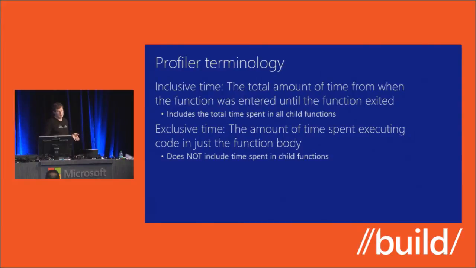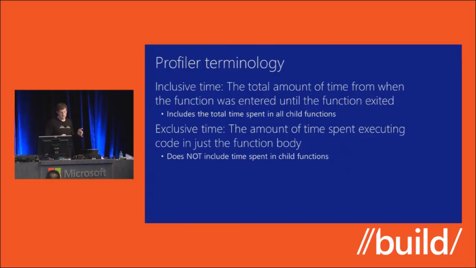So inclusive time is the total amount of time from when the function was entered until the function returned. It's pretty simple. It doesn't matter if you spent all of your time in three children down the call stack, or if you spent all of your time in your own function body. It is just the total amount of time from the time you were called to the time that you returned. The exclusive time of a function is the amount of time executing code spent just in the function body. And this does not include time spent in child functions.